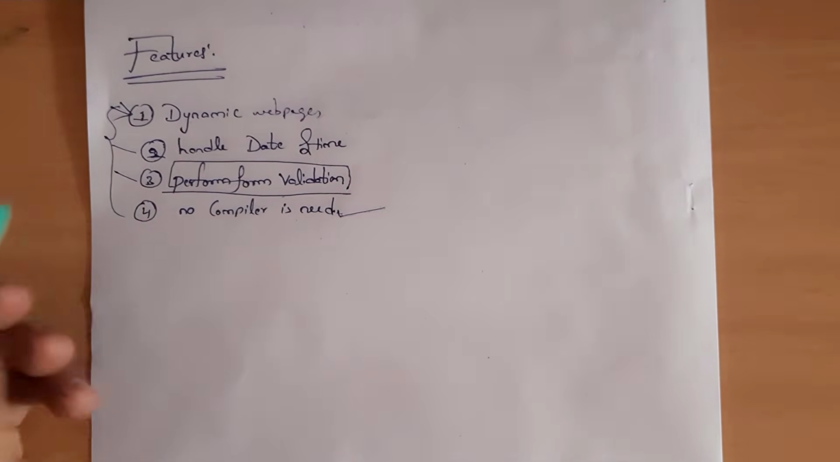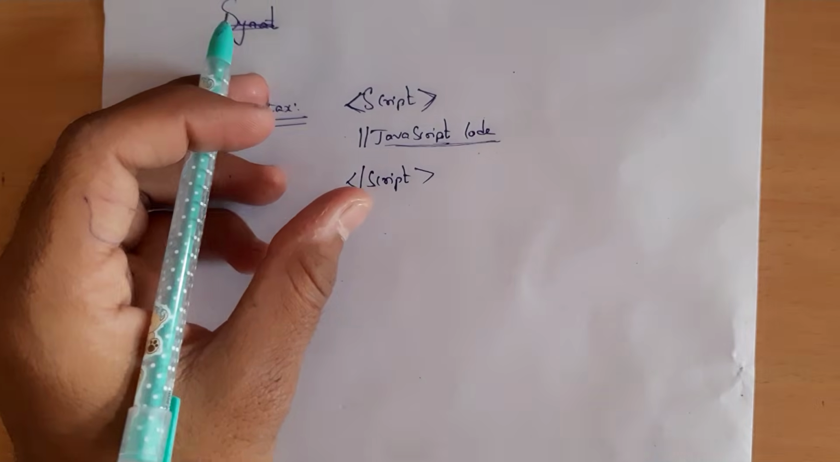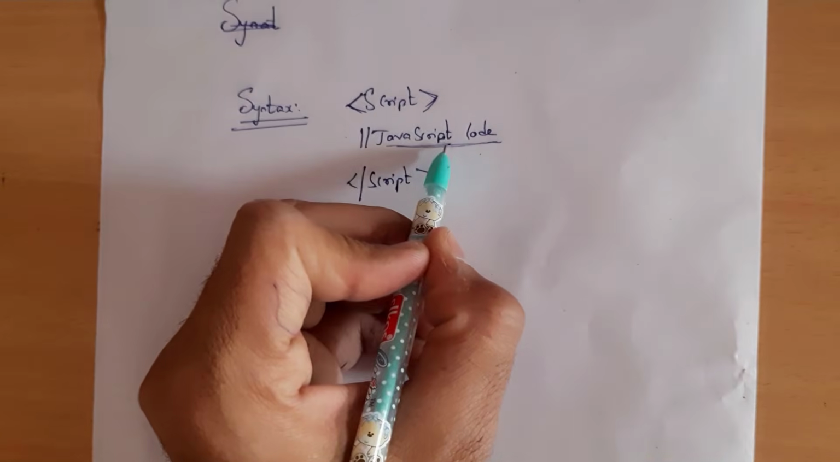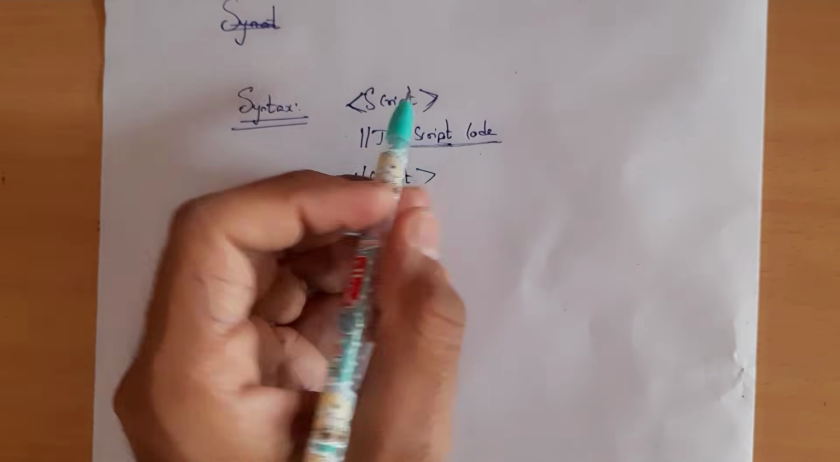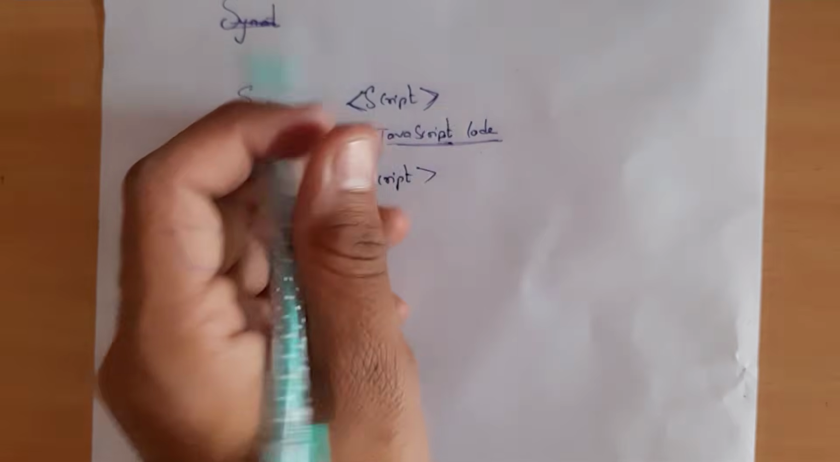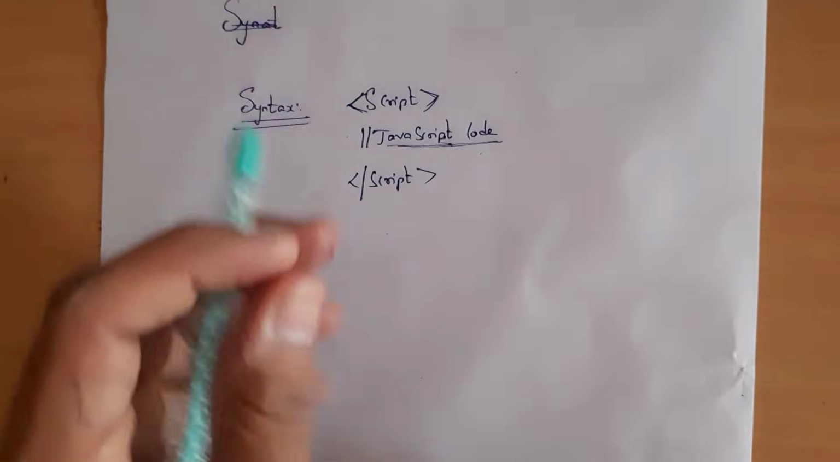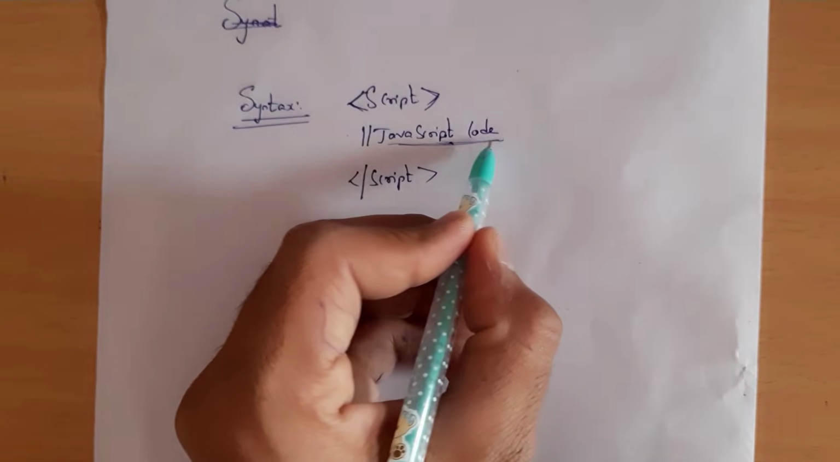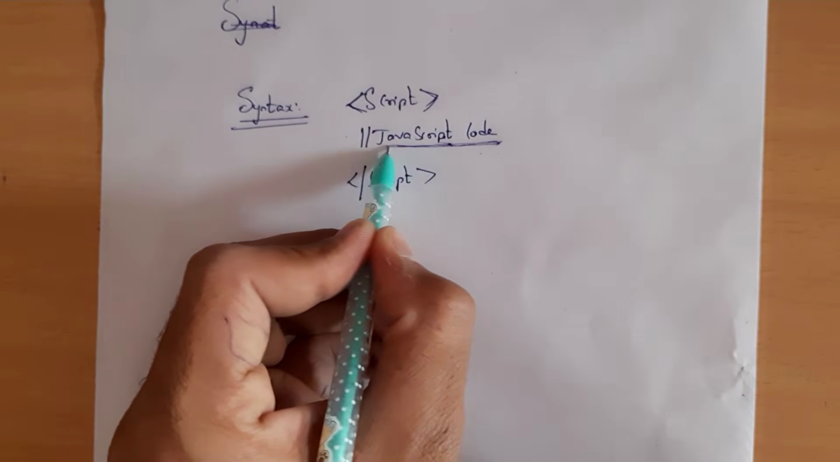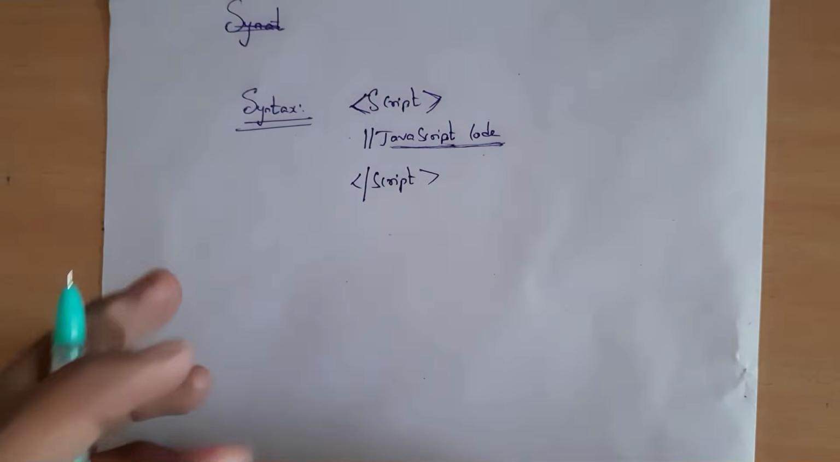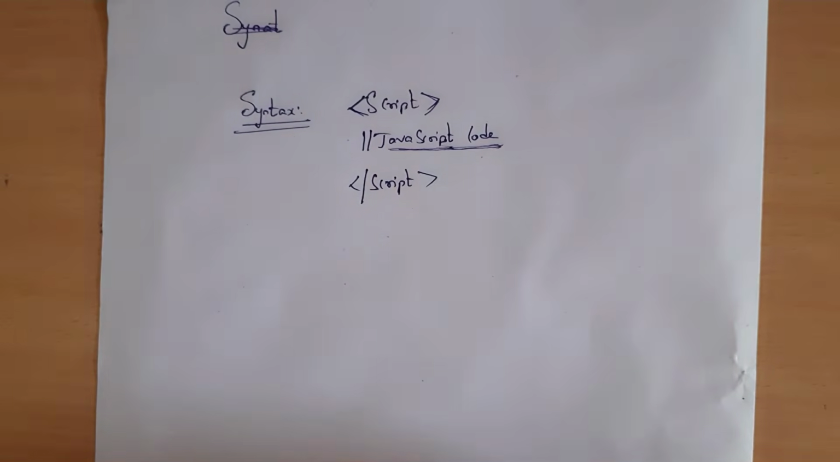These are the 4 features of JavaScript. This is the syntax of JavaScript. The name itself says JavaScript, so we need to use the script tag, where script stands for JavaScript. Inside this script tag, we need to write JavaScript code. This is the syntax of JavaScript, and next I will explain one small example program of JavaScript.